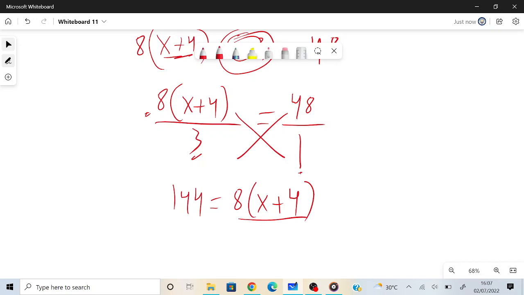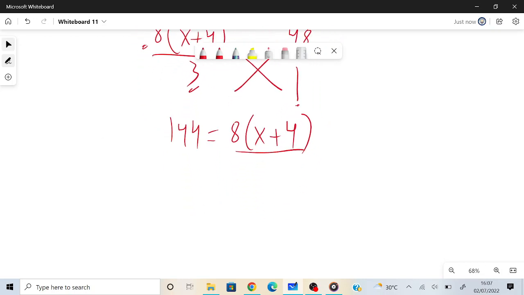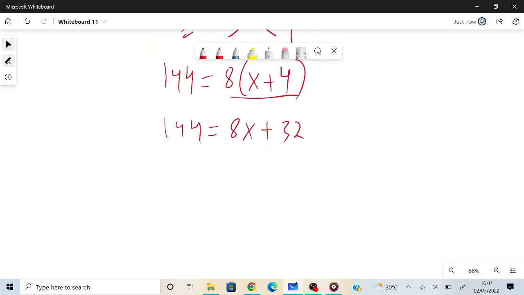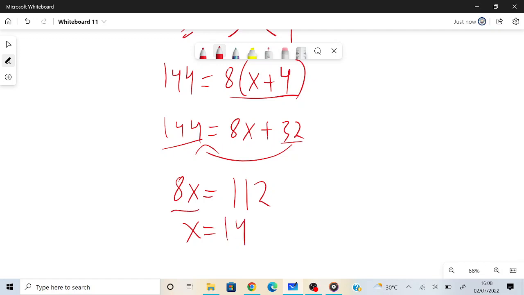We can expand this part of the equation. 144 equals 8x plus 8 into 4, that is 32. Please, if you are not comfortable in expansion of brackets, you can watch my video on expanding single, double and triple brackets. Now we take 32 to the other side. We now have 8x equals 144 minus 32, because 32 goes over to the other side and becomes minus, and that is 112. X is nothing but 112 divided by 8, which is 14. And that is your final answer for that question.